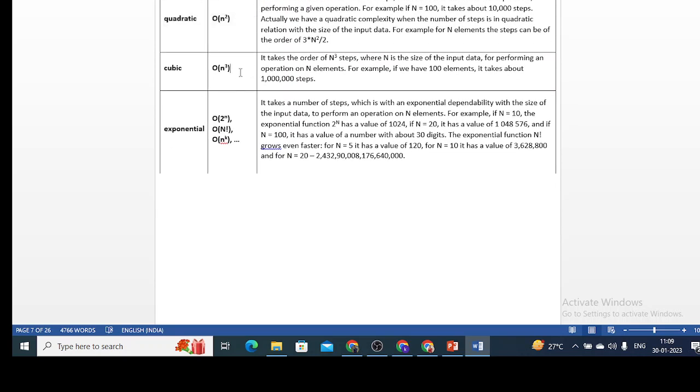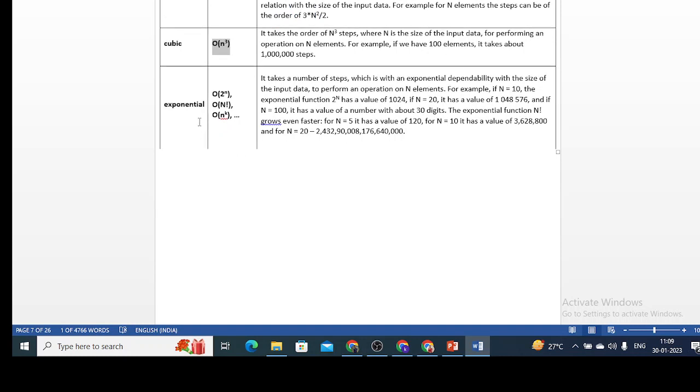Then next is cubic, when you are traversing thrice. Okay, then you have exponential, when there is an exponential dependency on the size of the input data. In this case you will say the complexity is order of 2 raised to n, or sometimes it is termed as order of n factorial, order of n raised to k factorial.